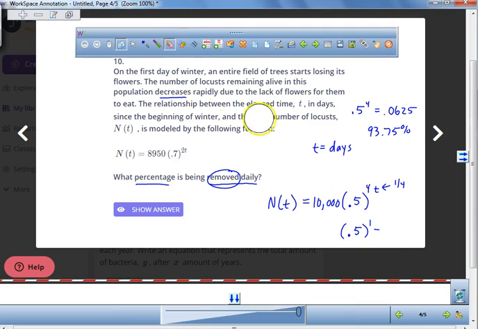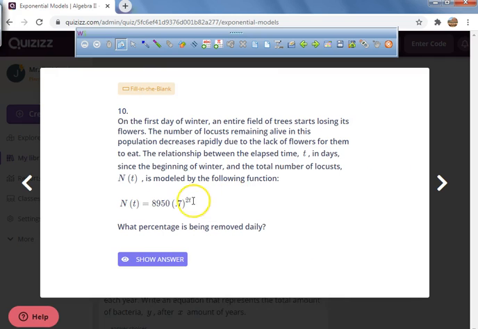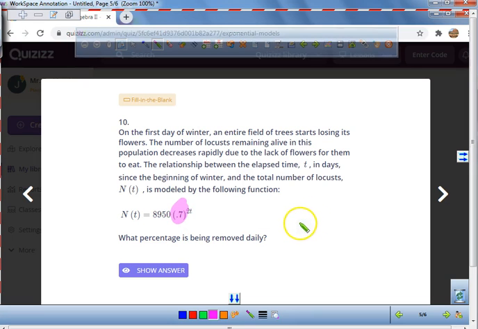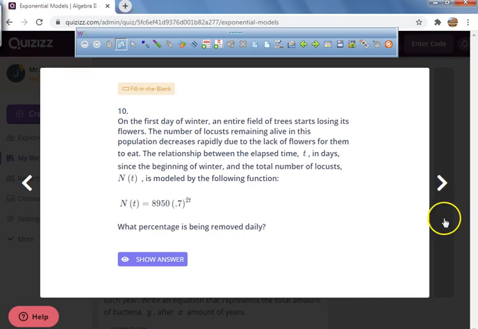Okay, so that one, you have to do what? You got to make sure you do this raised to that power. It's going to get a decimal, and you got to make sure you know what percentage is being removed.